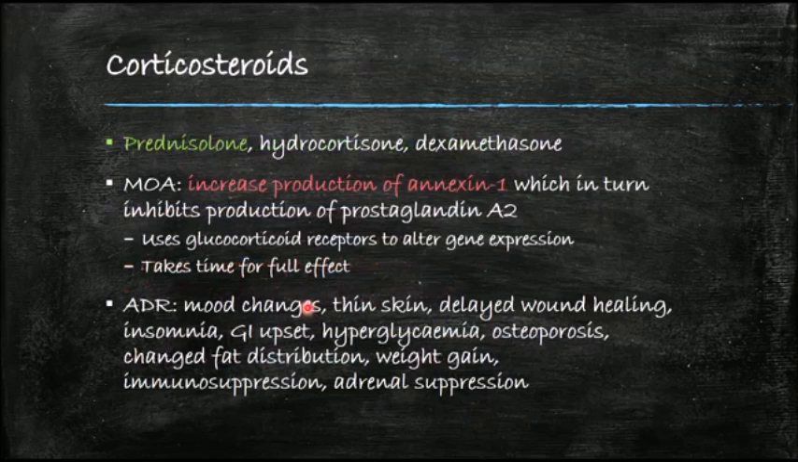So steroids increase the production of annexin-1. Prednisolone is the most commonly used steroid. Hydrocortisone and dexamethasone are less commonly used. Dexamethasone actually doubles as an anti-nausea medication and is used in a lot of cancers to reduce inflammation. Prednisolone is used in a lot of autoimmune type diseases and also things like infective exacerbation of COPD or childhood asthma and things like that. Hydrocortisone is kind of in that middle zone where it's not really used much at all.